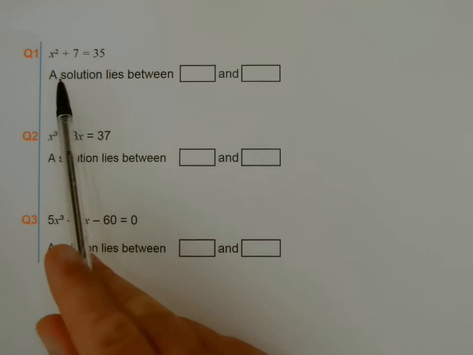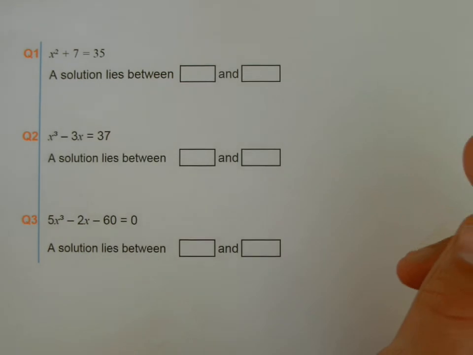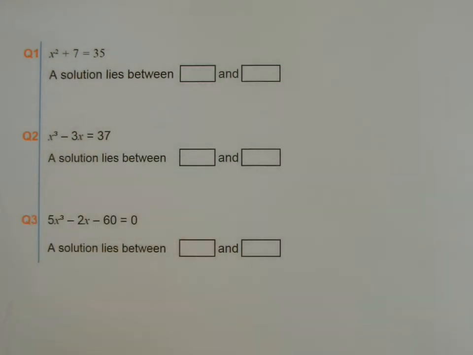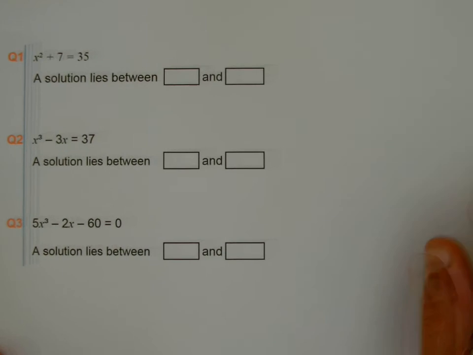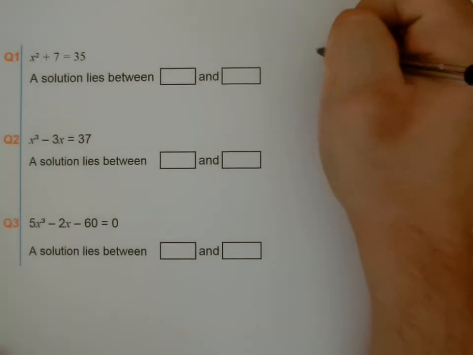Now, what we're sometimes told is that the solution lies between two values. That's what we're going to be asked for in this exercise: what two whole values does this solution lie between? Well, what you can do is just play around with this, as it is, trial and improvement. So we'll try a number.